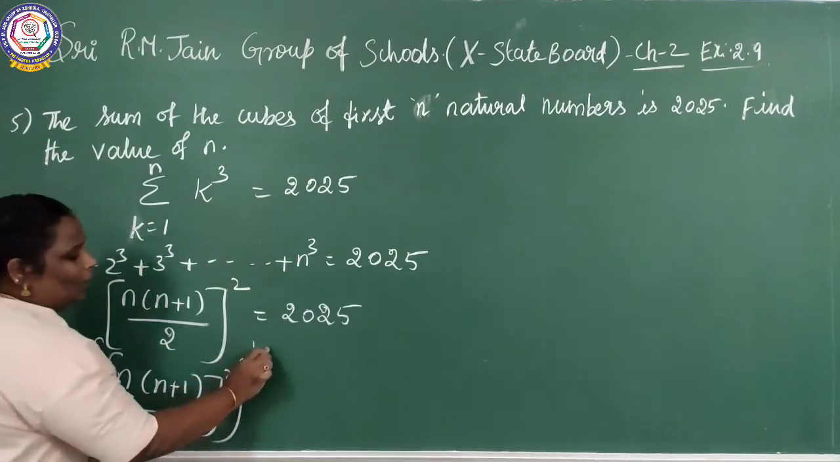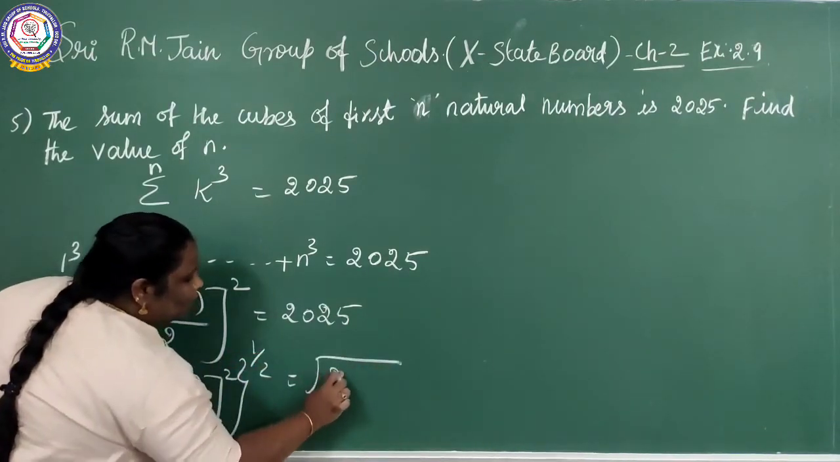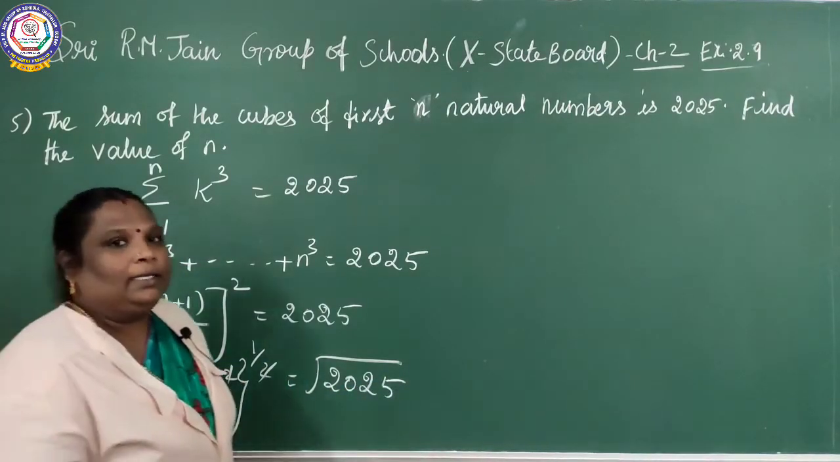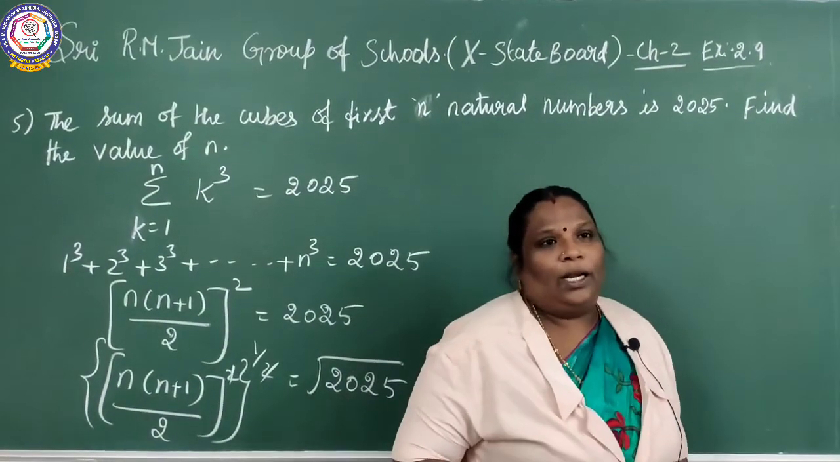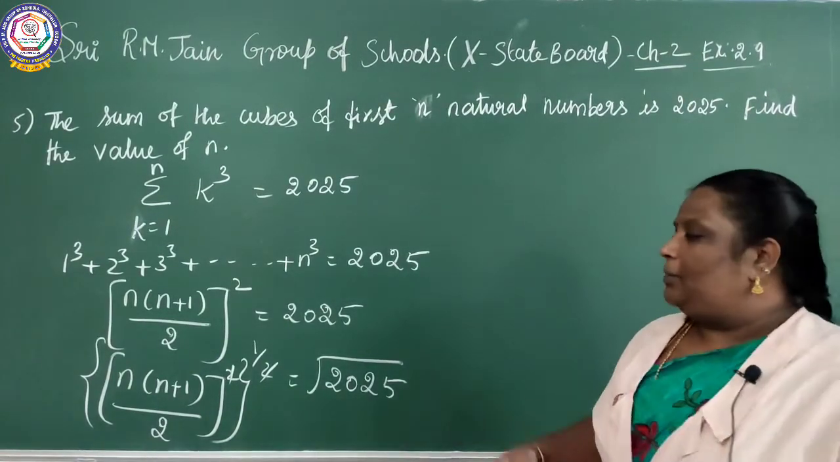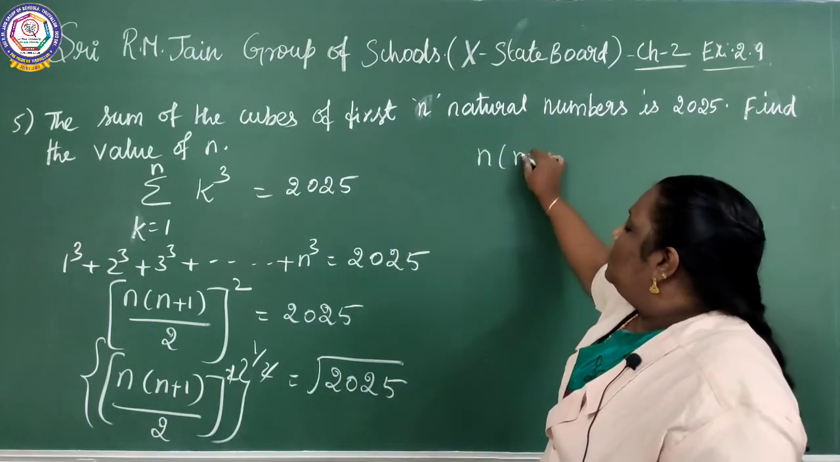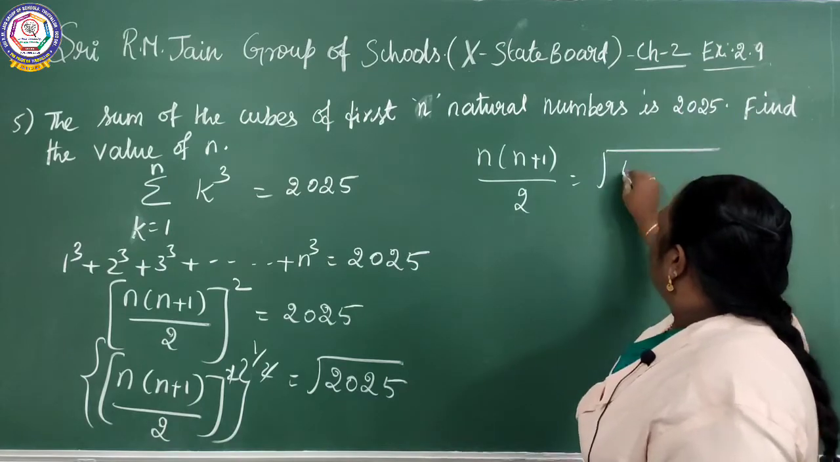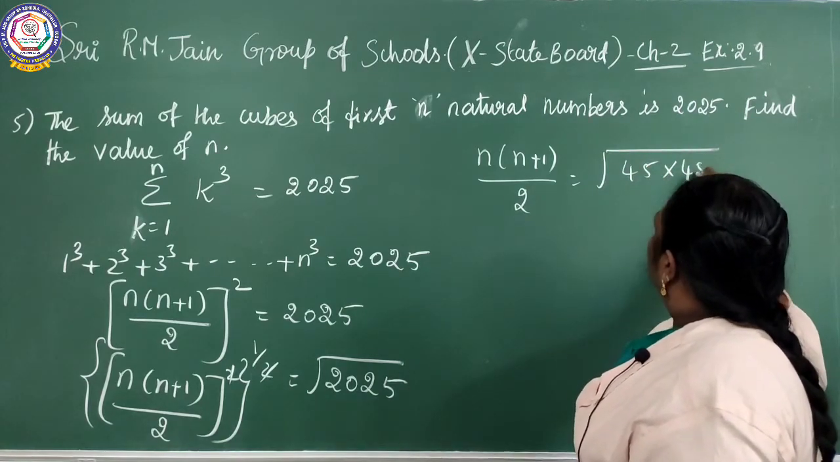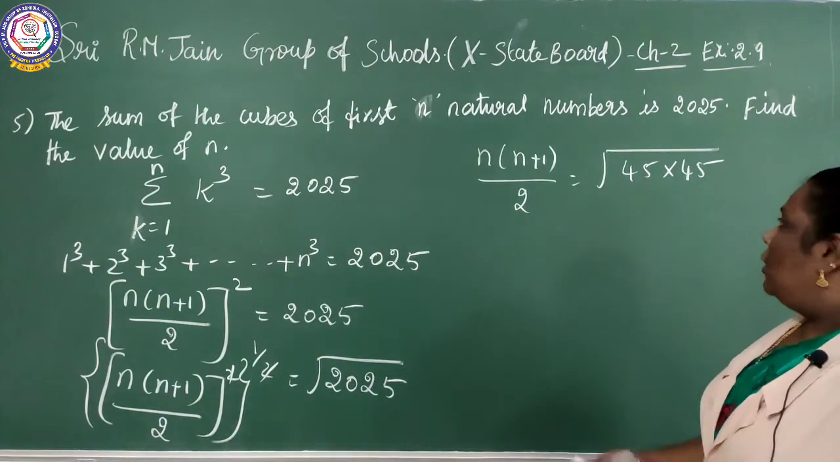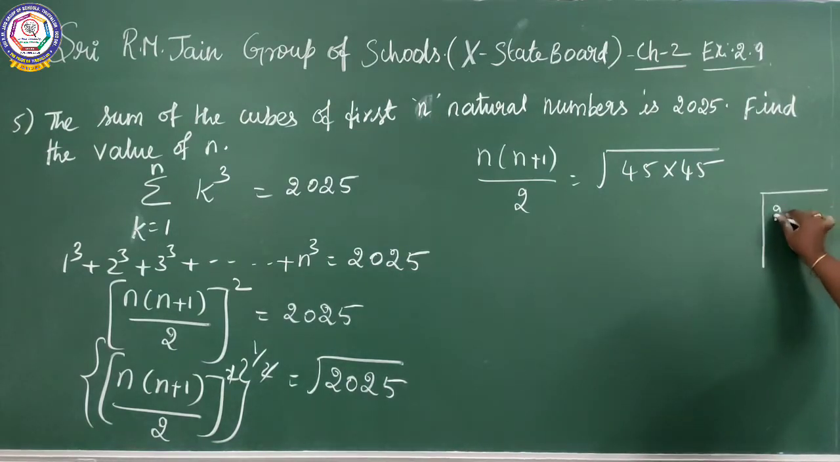Taking square root on both sides, what value are you getting? n into n plus 1 by 2 equals the square root of 2025. The 2 gets cancelled. 2025 is the square of 45, I told you in the previous sum itself. n into n plus 1 by 2 equals the square root of 45 into 45. If you want, you can do it by the long division method also and check the value of the square root.